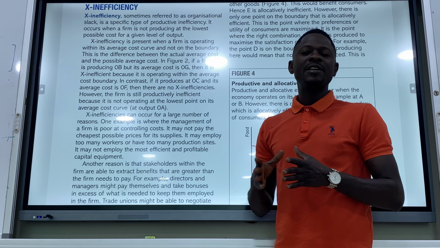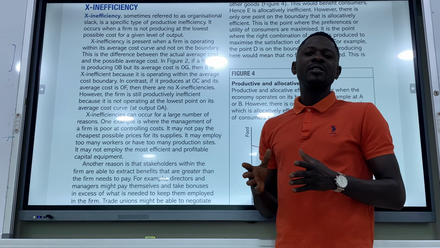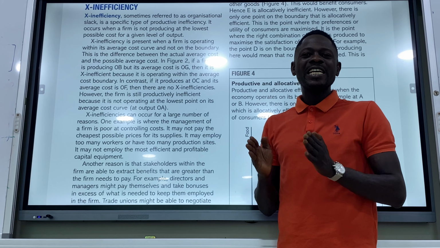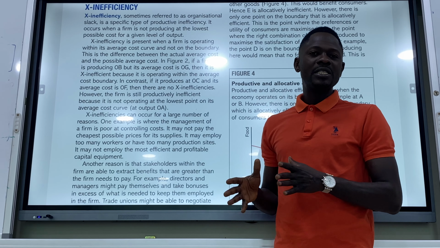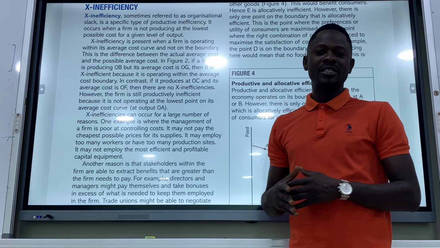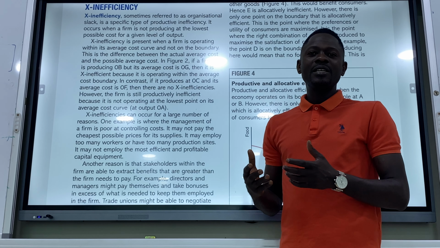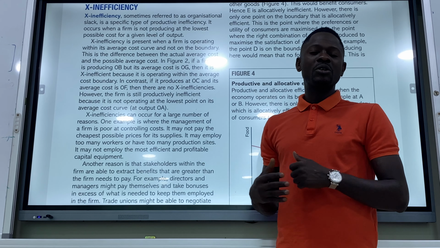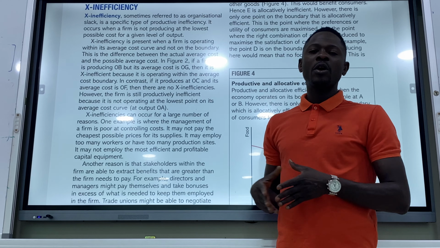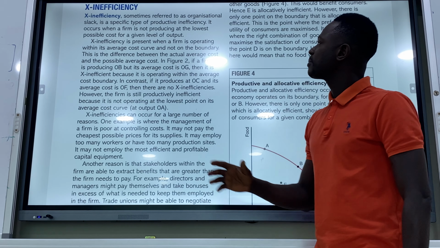And what is X-Inefficiency? X-Inefficiency simply means the inability of a firm to fully utilize its resources. That is X-Inefficiency. A firm's inability to fully utilize its resources. And if a firm is not fully utilizing its resources, it means it's increasing its average cost of production. So instead of starting to reduce its average cost of production, it's unable to do that because it continues to incur more cost. That is X-Inefficiency. So we get to know more by reading further.